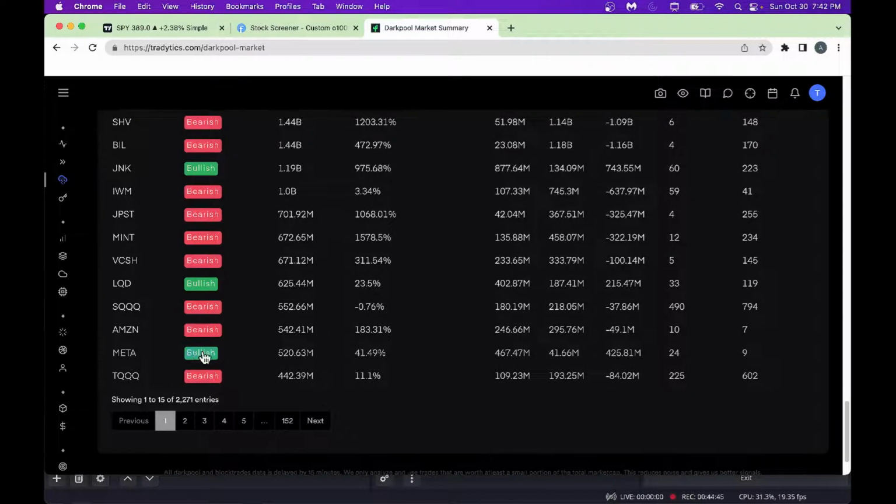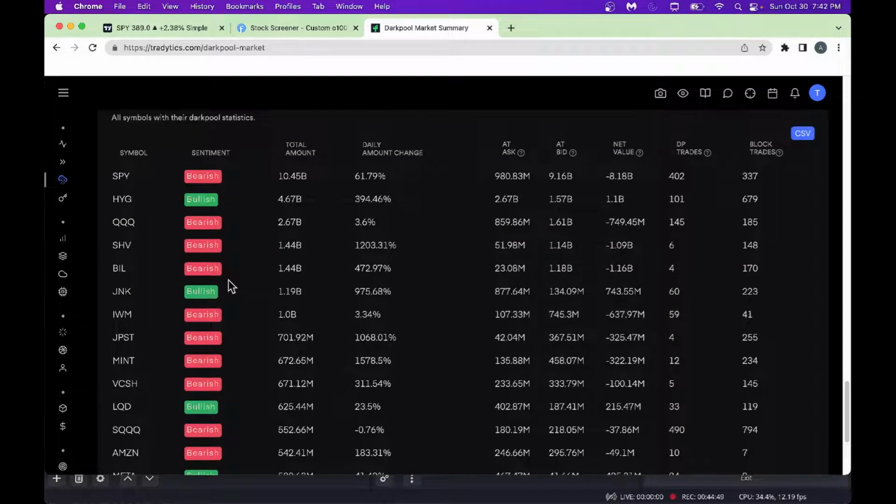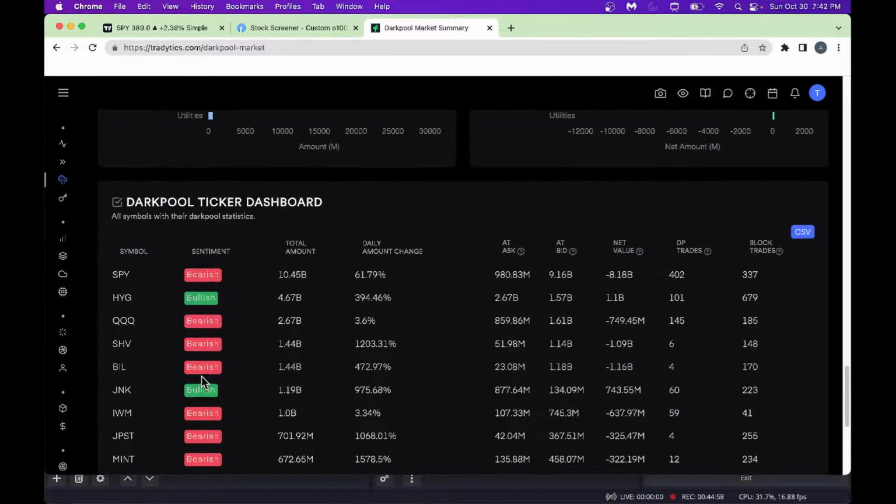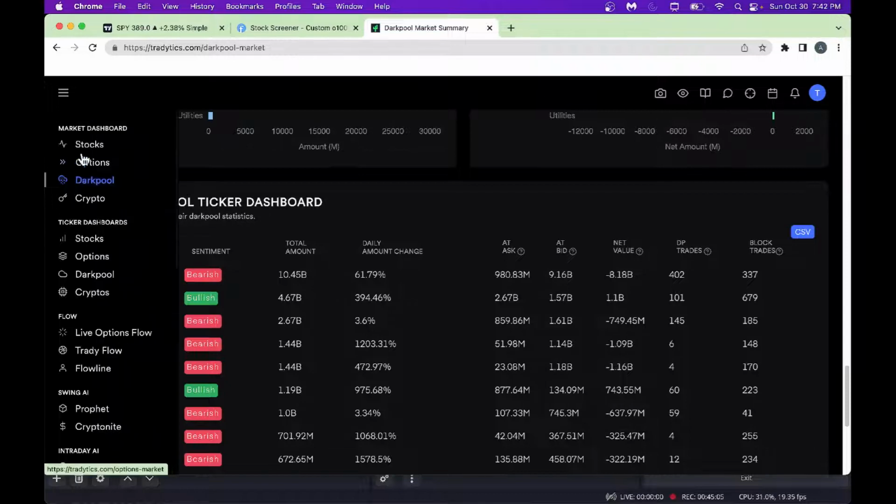Look, Meta right now, it's a bullish sentiment, and we got a few more, HYG bullish. Probably Meta could rebound because there's a lot of positive dark pool activities going on here. This one also you can download to an Excel spreadsheet and do some more analysis and go from there. All right, that's about dark pool.